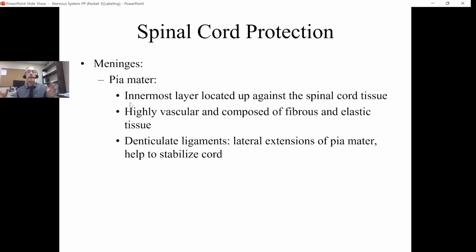Finally, guys, the innermost meninge is known as the pia mater. Pia means delicate, and again, mater means mother or protector. So this is the delicate protector. It's much thinner. It's actually very, very clear. It reminds me of saran wrap. You can look right through it. This is the innermost layer of meninge. It's firmly adherent to the spinal cord. It's highly vascular. It's also made up of fibrous tissue, so it has some strength, but it has some elasticity also.